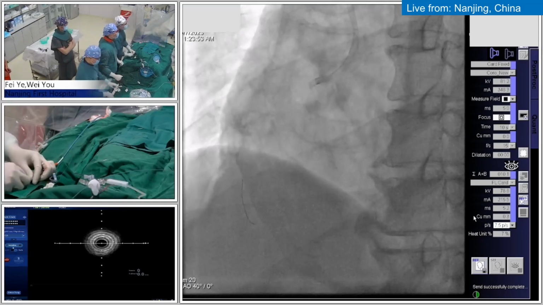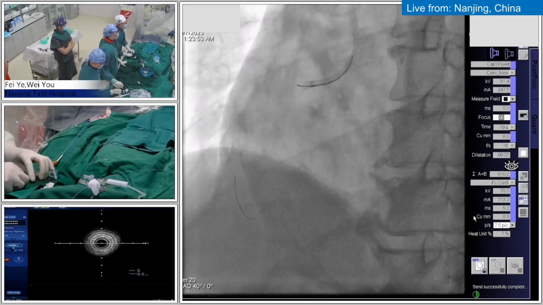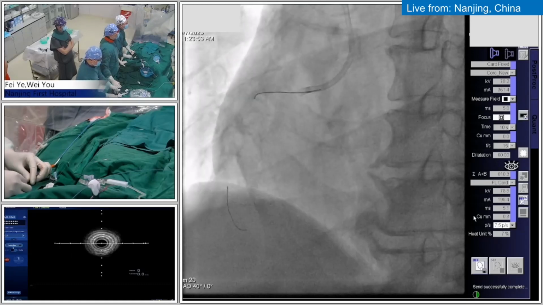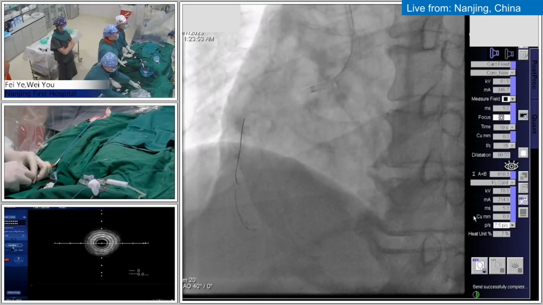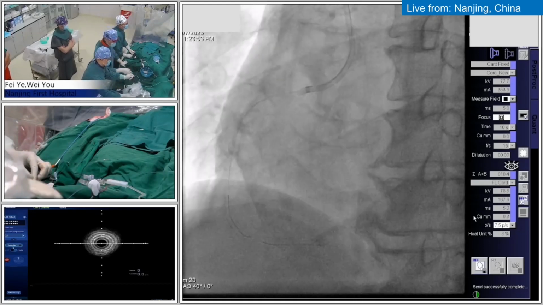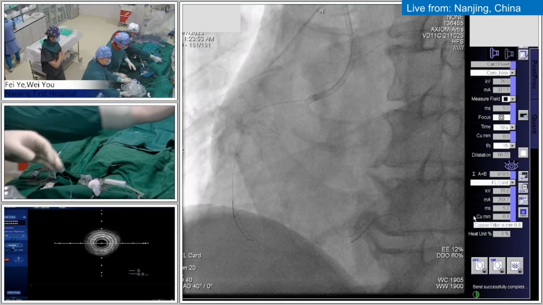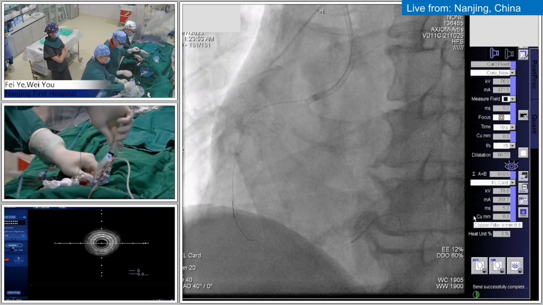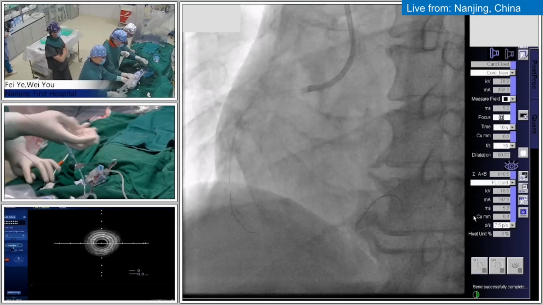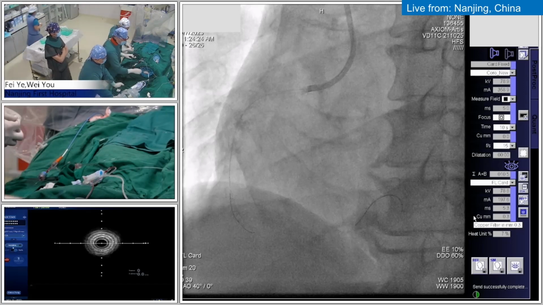So Chief, because the patient has poor renal function, I just want to use a lower contrast volume. Okay. Okay, IVUS. Give him nitro. NTG. Give 200 nitro. IVUS is okay, Dr. Pan? Okay.